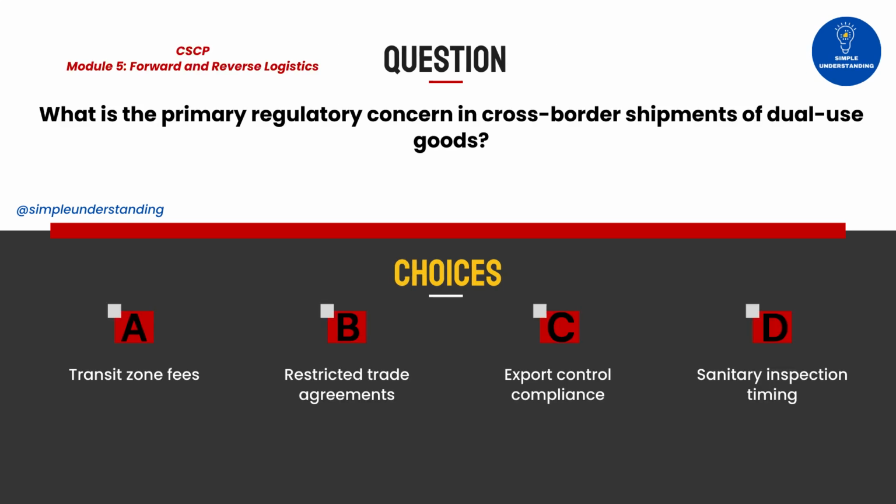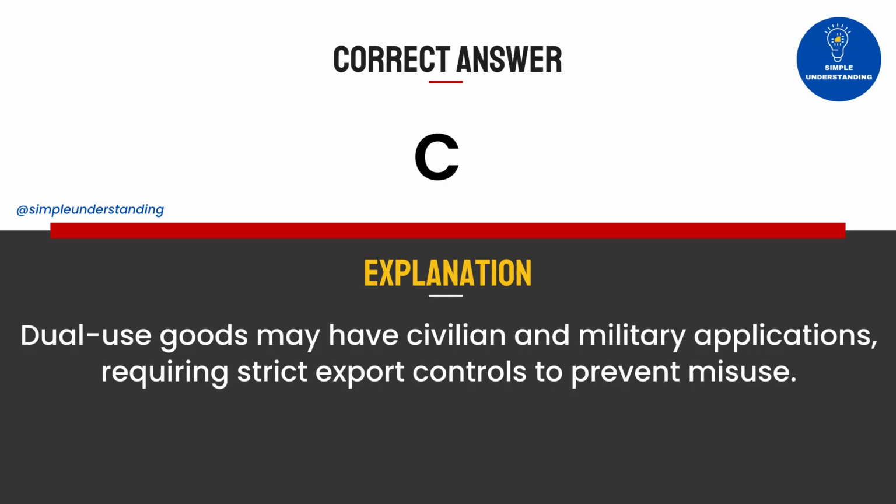9. What is the primary regulatory concern in cross-border shipments of dual-use goods? A. Transit zone fees. B. Restricted trade agreements. C. Export control compliance. D. Sanitary inspection timing. Correct answer: C. Explanation: dual-use items can serve both civilian and military functions, requiring strict export licensing and control.